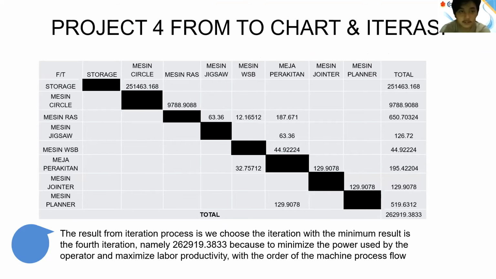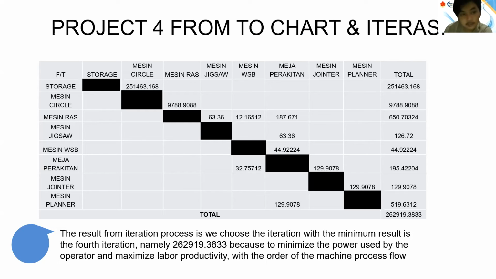From-to chart is a conventional technique commonly used for planning factory layouts and moving materials in a production process. The numbers in our from-to chart show the total weight of the load to be moved, the distance to move materials, the volume, or any combination of these factors. Based on the iteration we have done, the selected machine process flow sequence is storage, circle machine, rush machine, jigsaw machine, USB machine, assembly table, jointer machine, and planer machine.